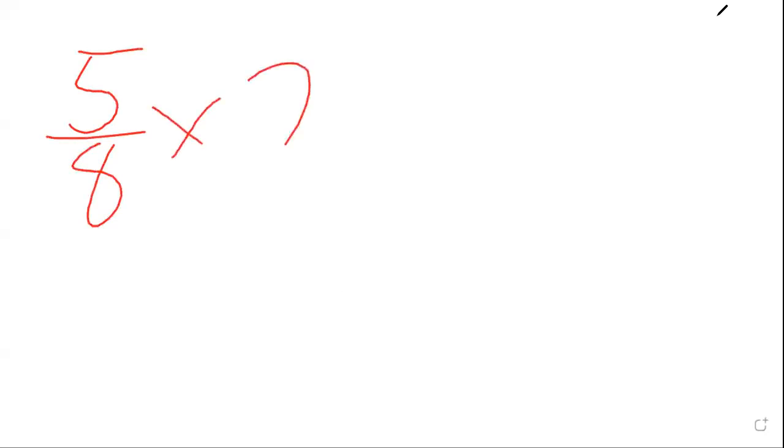So let's take a look at this first one. Let's say we have 5/8 times 24, okay? So we know that whenever we multiply fractions, we multiply straight across. We multiply the numerators, we multiply the denominators, then we either change to a mixed number and then reduce. So we know that multiplying a fraction by a whole number just means that we put that whole number over 1 to turn it into a fraction.